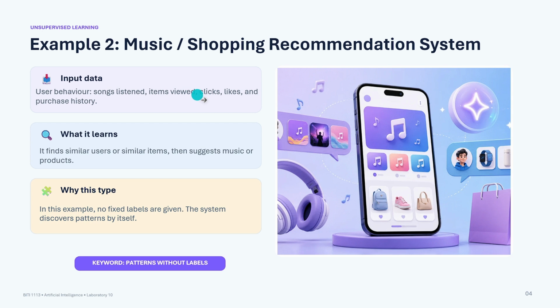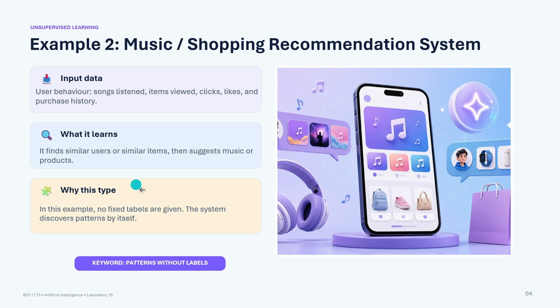So let's look at the input data. In this system, the input data consists of user behavior. This will include the history of songs listened to, items viewed, clicks, likes, and past purchase history. Next, what it learns. The system analyzes this data to find similar users or similar items. Based on these hidden groups, it then automatically suggests new music or products to the users.